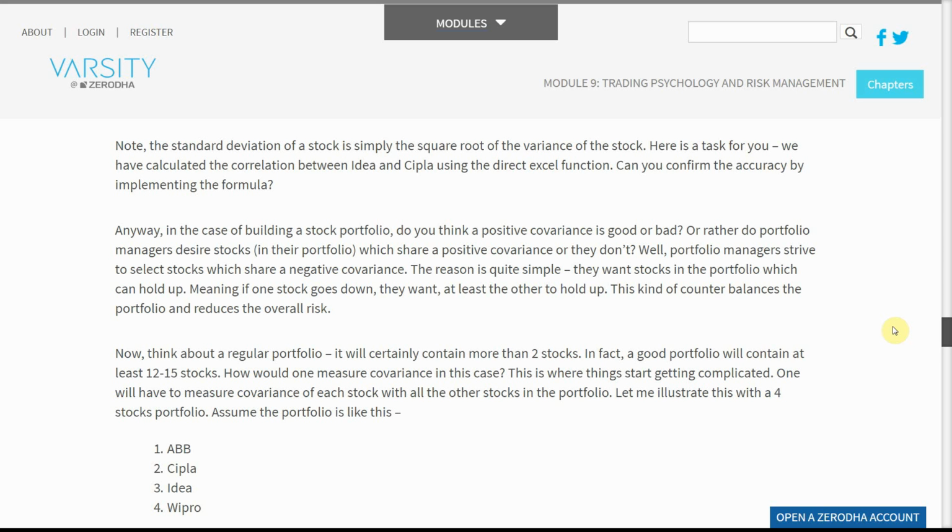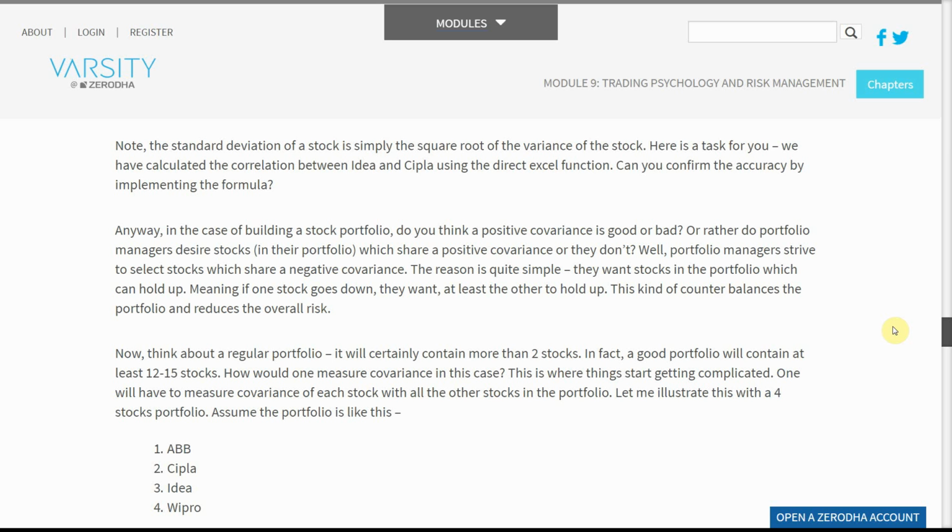Now, think about a regular portfolio. It will certainly contain more than 2 stocks. In fact, a good portfolio will contain at least 12 to 15 stocks. How would one measure covariance in this case? This is where things start getting complicated. One will have to measure covariance of each stock with all the other stocks in the portfolio.